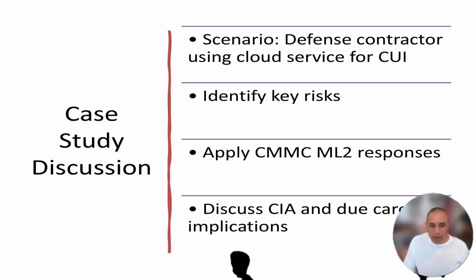Let's connect this scenario to the CIA triad: confidentiality. How is CUI kept private in the cloud? Are encryption and access controls in place? Integrity. What measures ensure the data isn't altered or tampered with? Availability. How does the contractor ensure authorized users can access CUI when needed, even during outages?